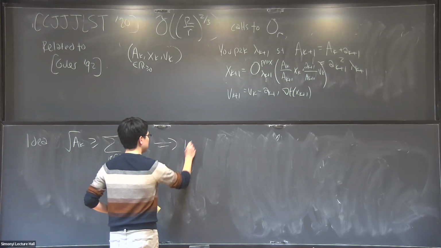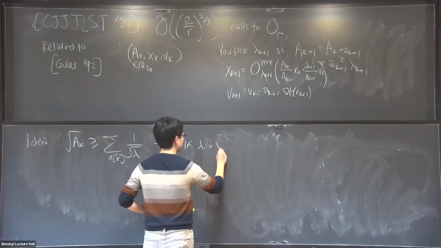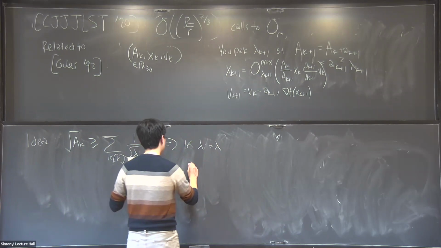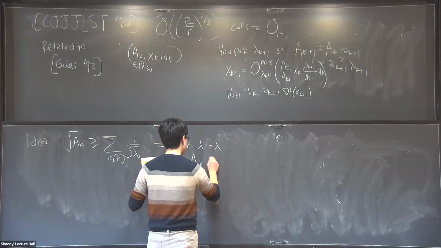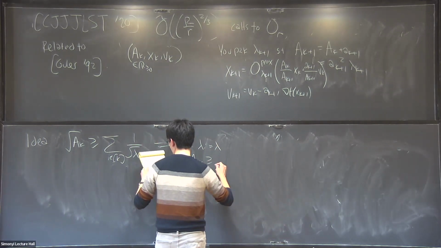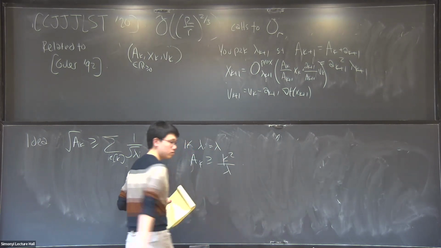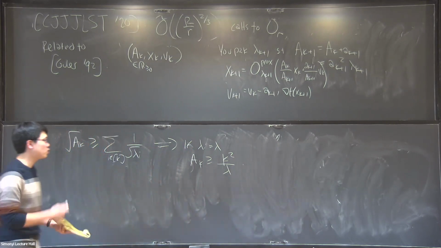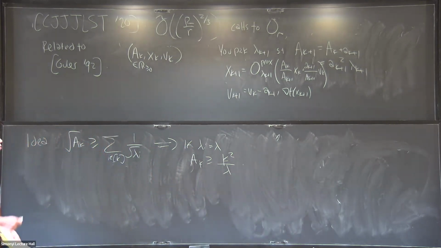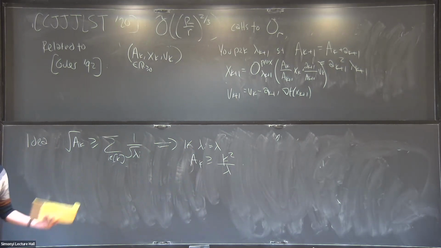then if all lambda i equals lambda, it's the case that AK is bigger than k squared over lambda. So this is just saying that if I choose all my lambdas equally, then I can make sure that AK grows sufficiently fast. It grows like k squared. Okay.